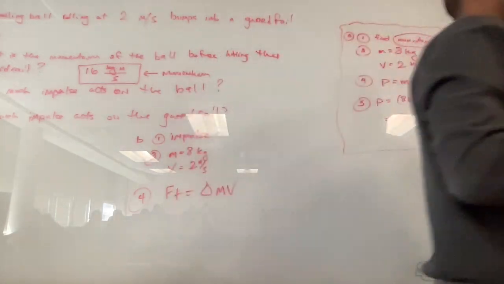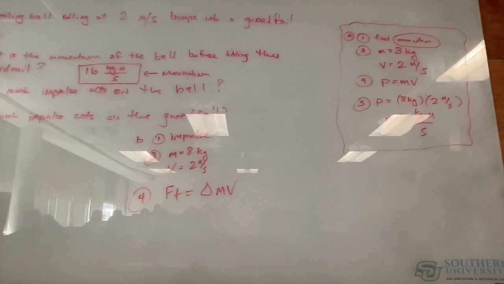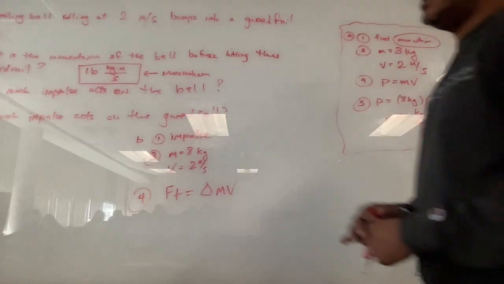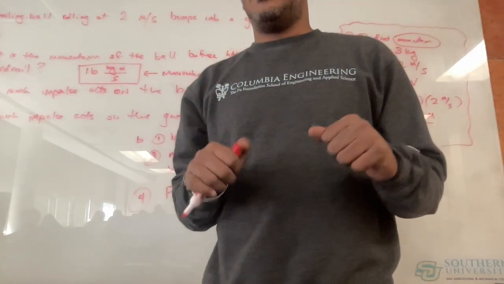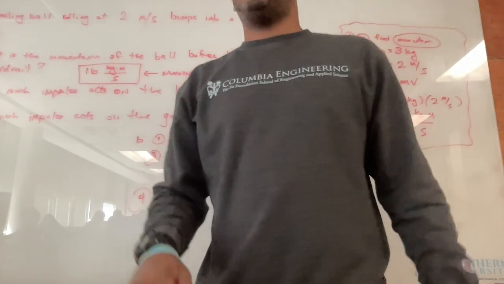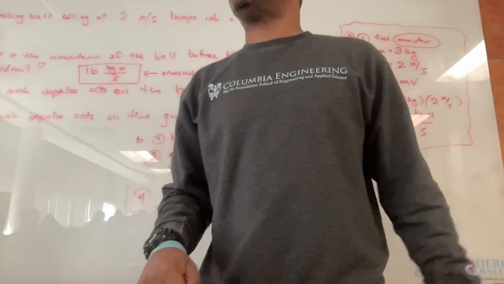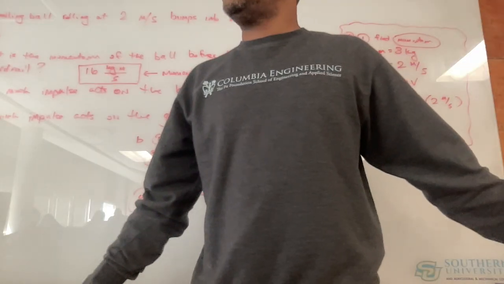Right? So when the ball was going towards the guardrail, it had a speed and a momentum. Well, if it had a speed, then it had a momentum, right? Then it did what? Hit the guardrail and then did what? Stop. So what is its speed now? 0.